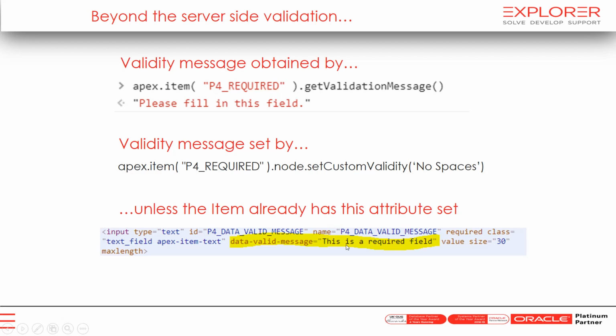If you're going to use data valid message, note that this is written in English. If you have a multilingual application, which is native in Apex, then you would want to find and replace those data valid messages using probably like a page zero dynamic action.